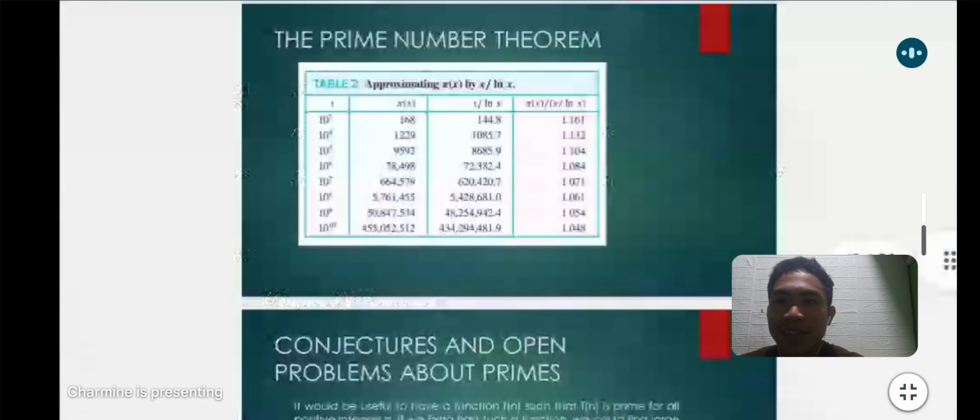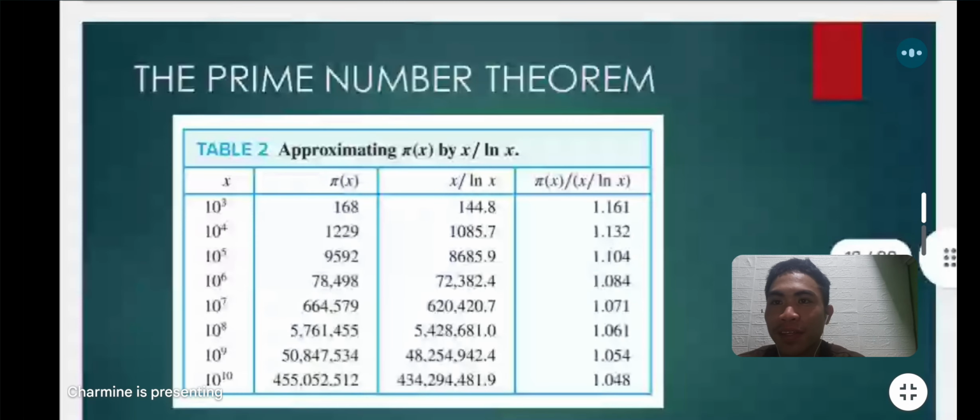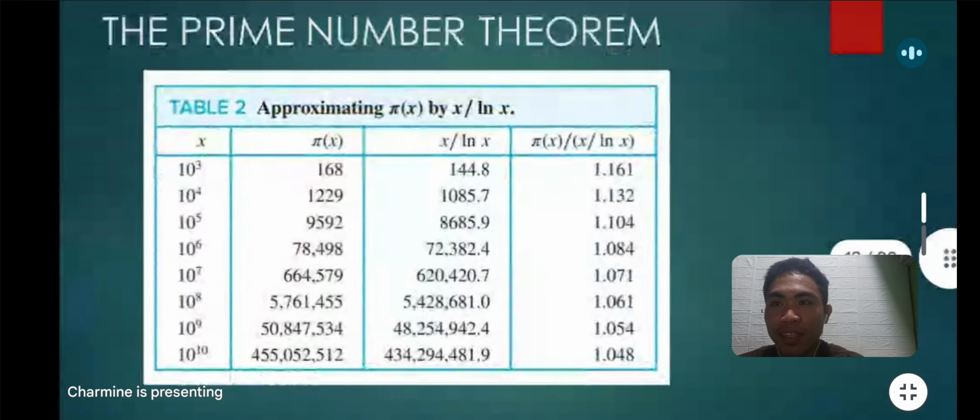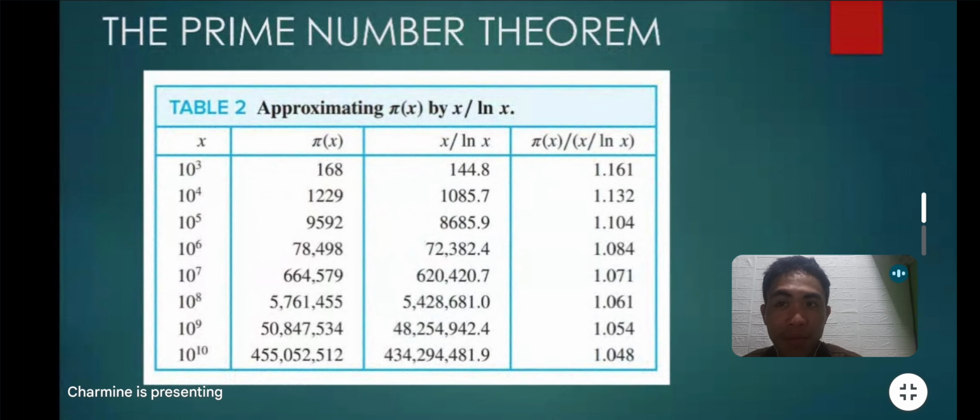Next. So here is the table of the prime number theorem. This is Table 2. Okay, next.